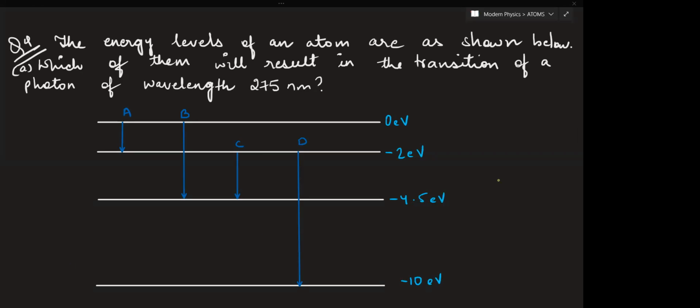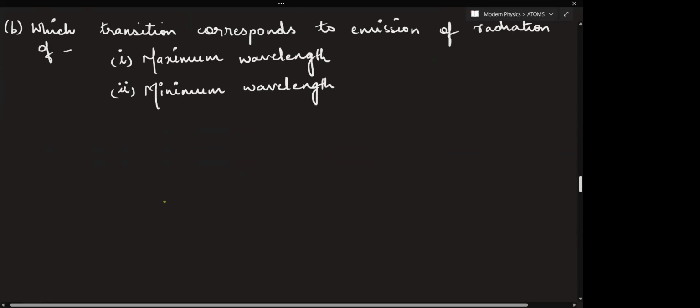Okay, see another question based on the energy level diagram. It says the energy levels of an atom are shown. For the first part, we have to find out which of them will result in a transition of wavelength 275 nanometer. This is a similar question. Now you can tell me the steps. For the first part, we have to find out which of them will result in a wavelength of 275 nanometer. So what should I do first? I just have this wavelength.